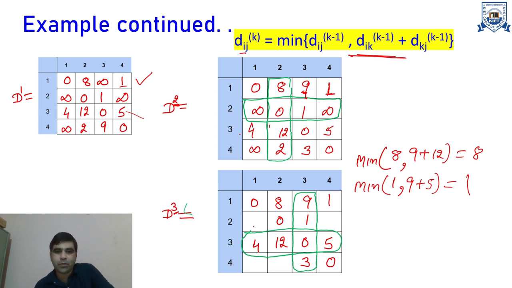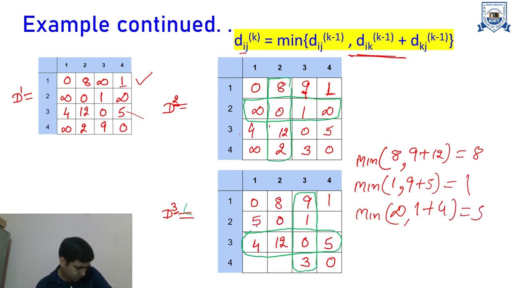So now let's see one more, from 2 to 1. From 2 to 1, is there any direct path? From 2 to 1 we have infinity. Then from 2 to 3 and 3 to 1, because now 3 is the intermediate vertex. From 2 to 3 we have 1. From 3 to 1 we have 4. So it is equal to 5. So here we'll put a 5. Okay. So this value is 5.